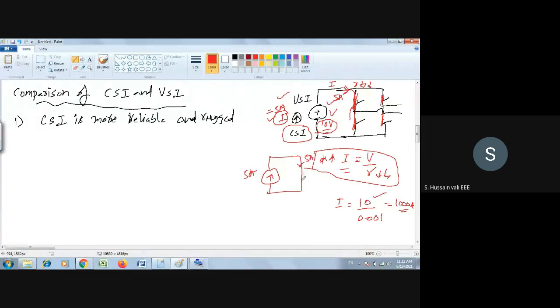But when you have the voltage source, 10 volts, and you short it, what is the current flowing in this case? I is equal to 10 by R, very small value R, that is a short circuit. So I value is very large, some 1000 ampere, and this will damage the switches. So that's the reason the current source inverter is more reliable and rugged compared with the voltage source inverter from this point of view. Now the second difference is that dynamic braking is not possible.